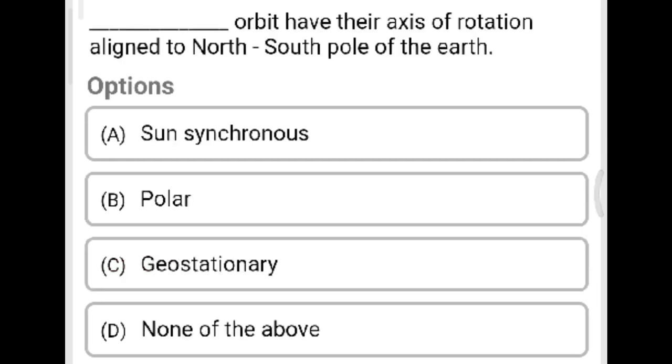Next question, dash orbit have their axis of rotation aligned to north-south pole of the earth. Option A sun synchronous, option B polar, option C geostationary, option D none of the above. The correct answer is option B polar orbit.